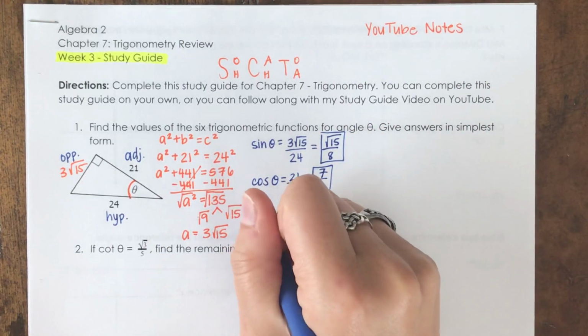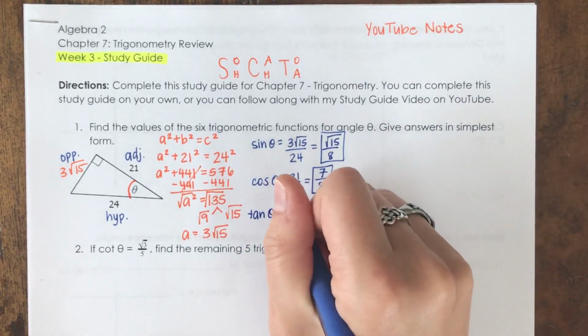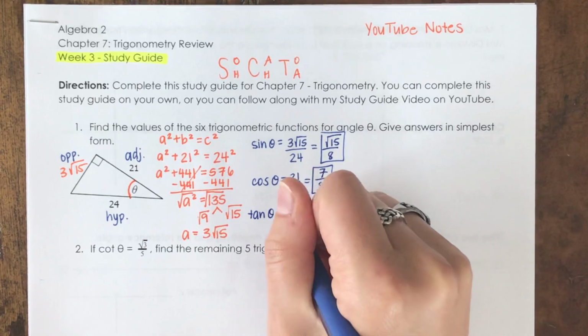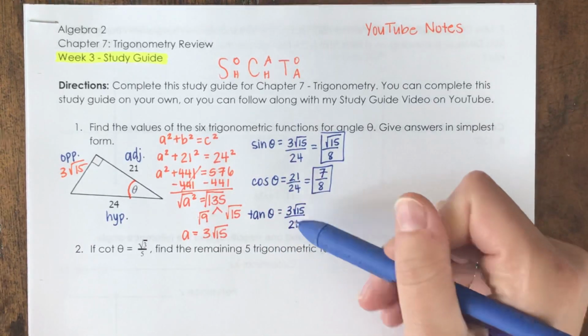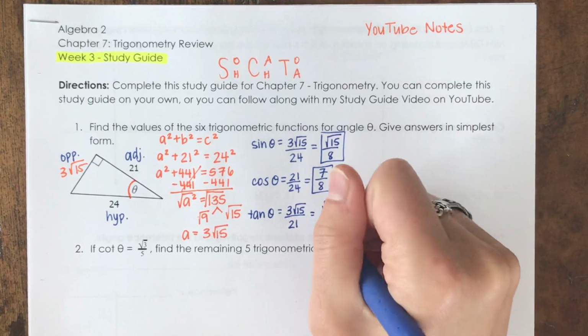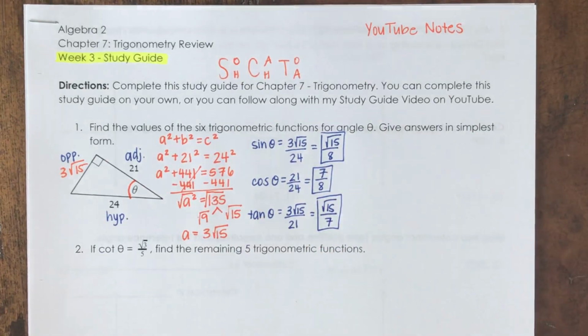Last one is tangent, which is opposite over adjacent. So 3 radical 15 over 21. Can divide them both by 3, so I get radical 15 over 7. So I've got my sine, cosine, tangent. Now I need to do their reciprocal values.